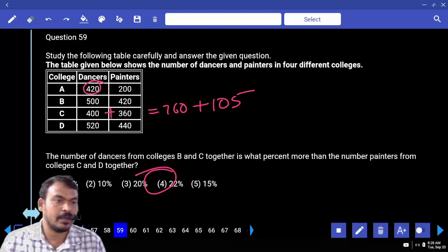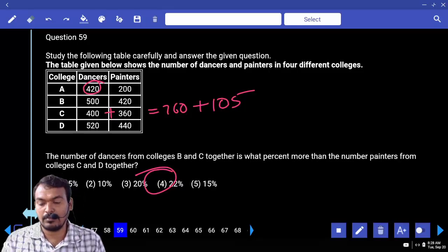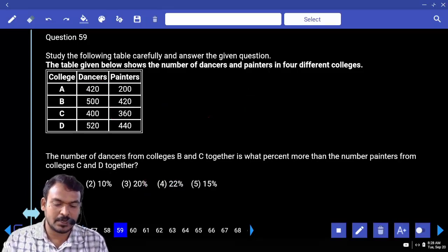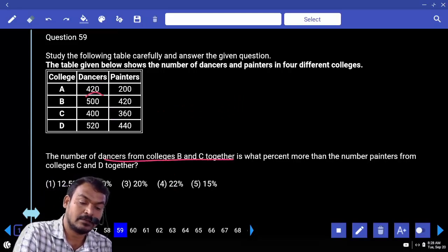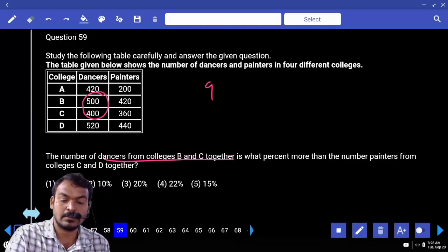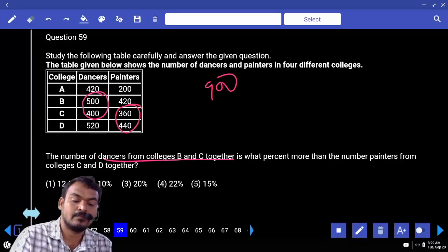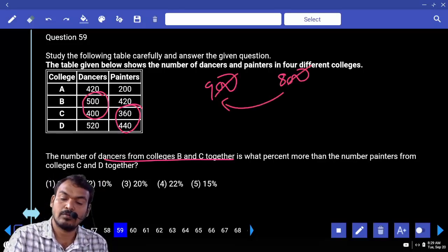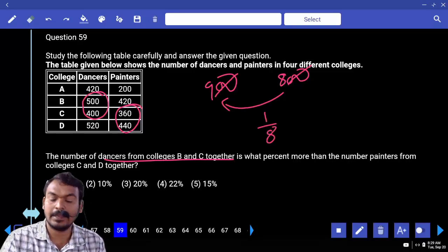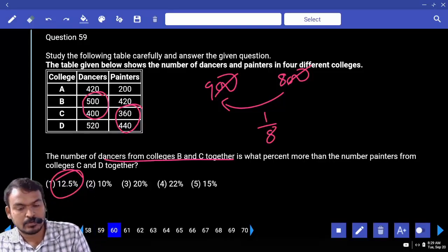Next question number 59. The number of dancers from college B and C together is what percent more than the number of painters from college C and D together? Dancers B and C together. What are the dancers in B? 500. C 400. Total it is 900. And C and D together painters 360 plus 440. Total it is 800 or not? What is the ratio? 9:8. How many parts are more? One part. 1 upon 8. 1 by 8 means 12.5%.